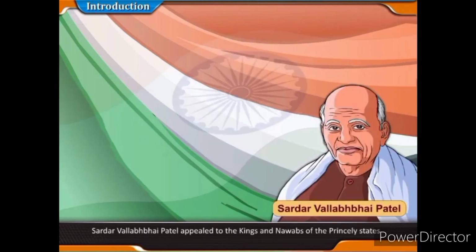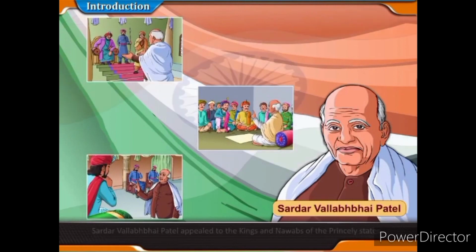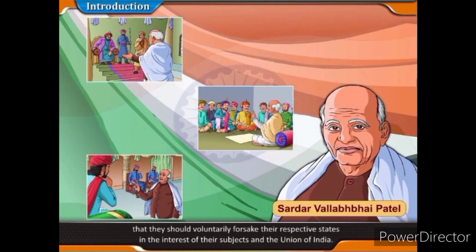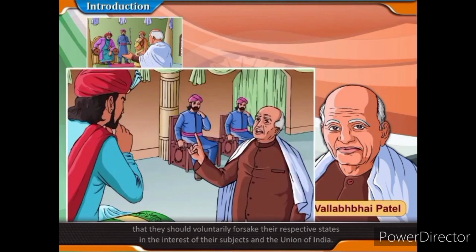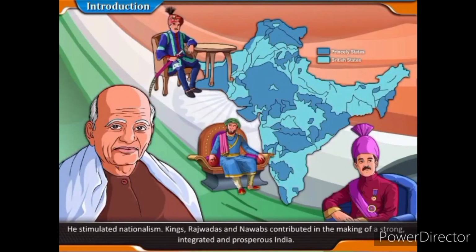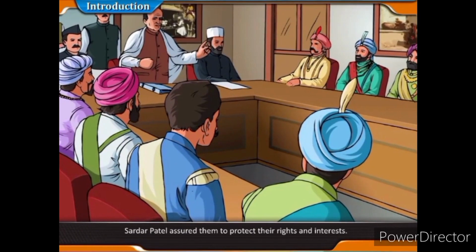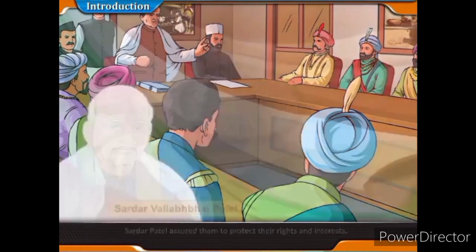Sardar Vallabhbhai Patel appealed to the kings and nawabs of the princely states that they should voluntarily forsake their respective states in the interest of their subjects and the Union of India. He stimulated nationalism. Kings, Rajwadas and Nawabs contributed in the making of a strong, integrated and prosperous India. Sardar Patel assured them to protect their rights and interests.